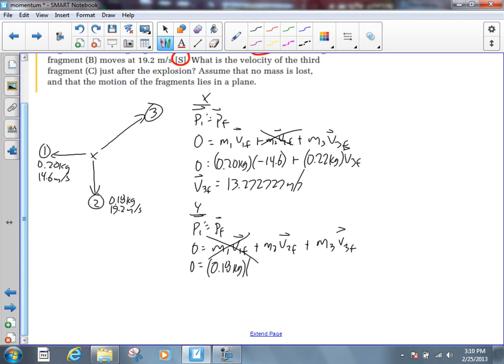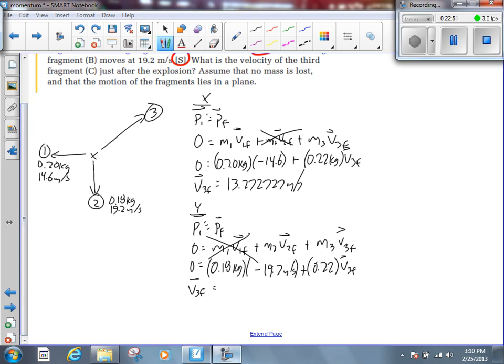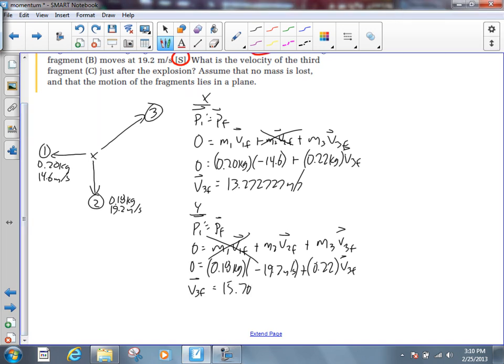V2F is, we know this one, right? What's V2F? Good, almost. Negative 19.2, yeah. And M3 is, of course, 0.22 kilograms times V3F. We end up solving for the V3F. What does that work out to be? Positive something? 15.70909099. Oh, okay, 15.7090909. Okay, thank you.